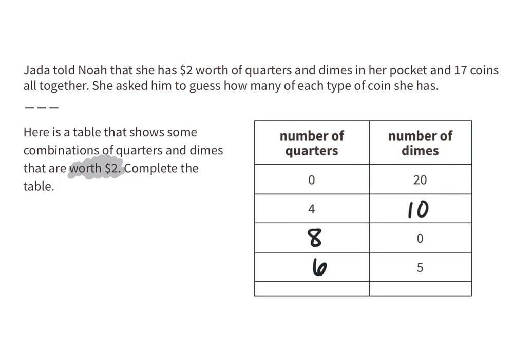Now let's come up with another combination. Let's say I only have 2 quarters. 2 quarters is worth 50 cents. So I still need $1.50. So how many dimes would that be? That would be 15 dimes. Keep in mind, this table was based off of combinations that are worth $2.